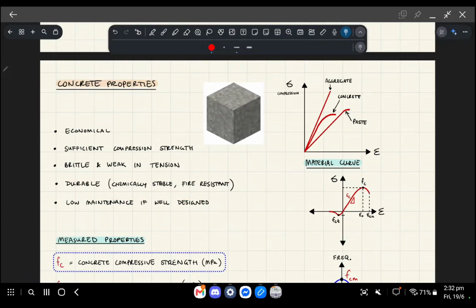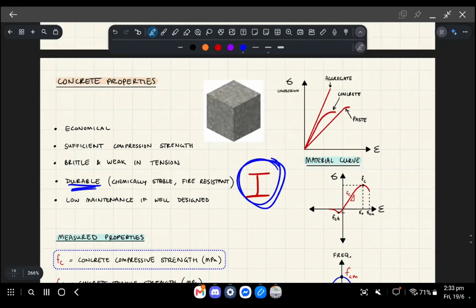Now, probably the best trait about concrete is that it's incredibly durable. Concrete is chemically stable and fire resistant. If you compare a steel beam to concrete, it's a good comparison of why concrete is so durable. Concrete is chemically stable because it doesn't rust or corrode. Concrete is also very good against fire events, as opposed to steel, because steel starts to melt and lose its strength very quickly in a fire, whereas concrete is able to take on fire a lot better. It loses strength at a much slower rate.